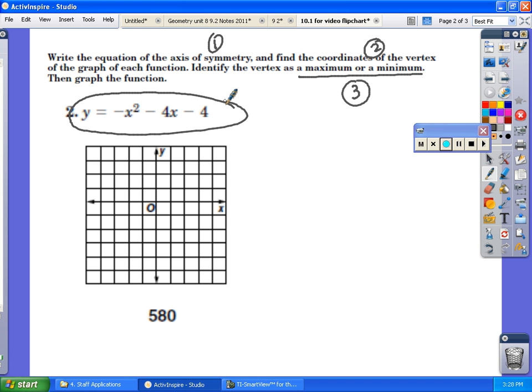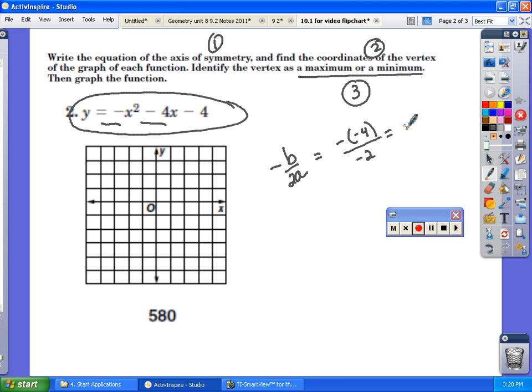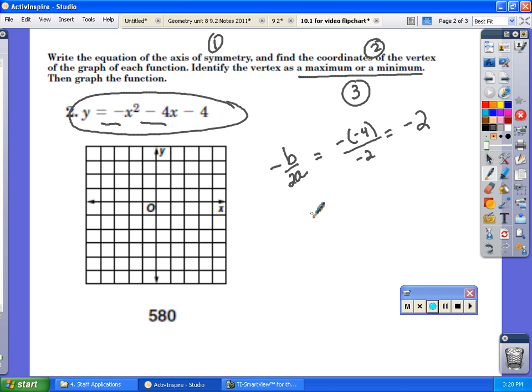So first of all, to find where the vertex is, go ahead and pause the video. I want you to try this one on your own. If I wanted to find the vertex, it's going to be negative b over 2a. So in this case, the b is negative 4, and the a is negative 1. So I get negative negative 4 over 2 times negative 1, which is negative 2. So it becomes positive 4 divided by negative 2, which gets us negative 2. So the line of symmetry, this is one of our questions, is x equals negative 2, a vertical line.